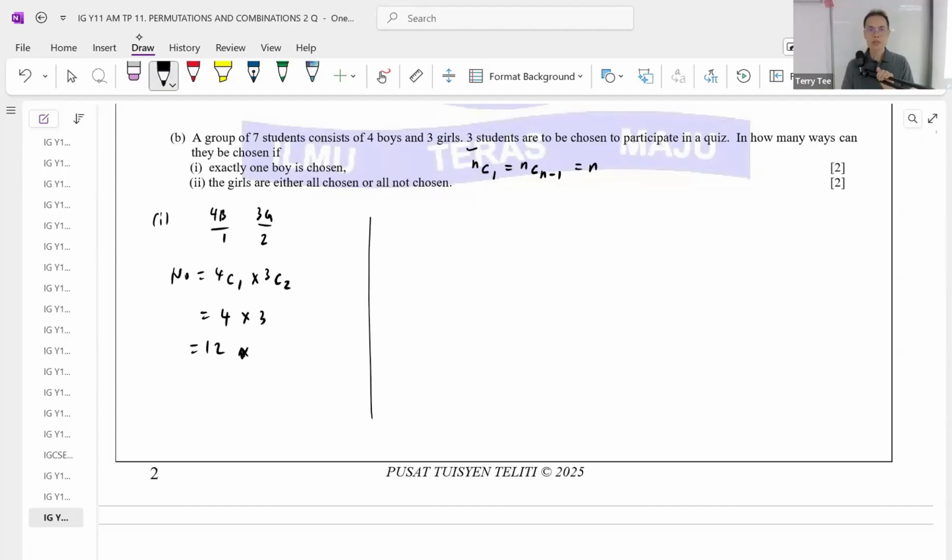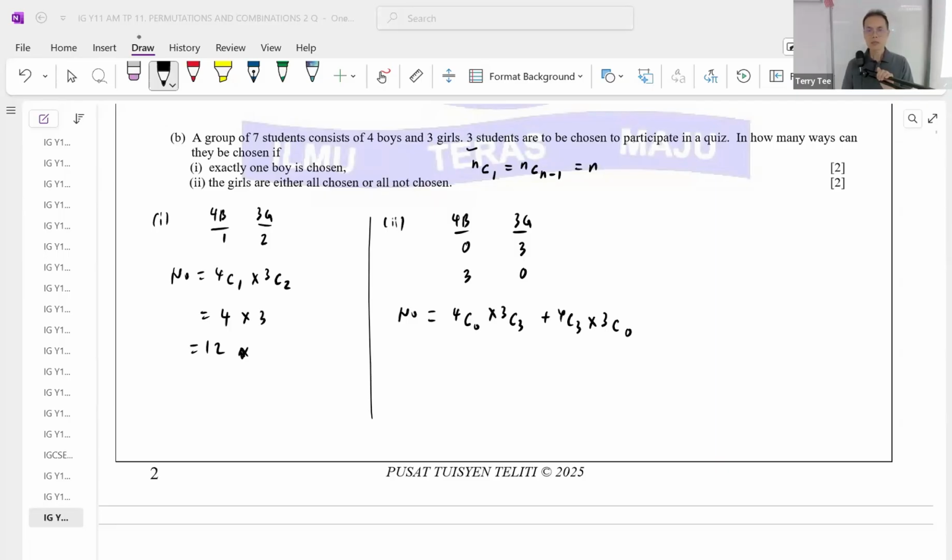Now, next, all girls are either all chosen, or all not chosen. So 4 boys, 3 girls. If I choose all the girls, I cannot choose any boys. If I don't choose any girls, I have to choose 3 boys. So there are 2 cases to consider. 4 boys, I choose none; 3 girls, I choose 3. Or 4 boys, I choose 3; 3 girls, I choose none.